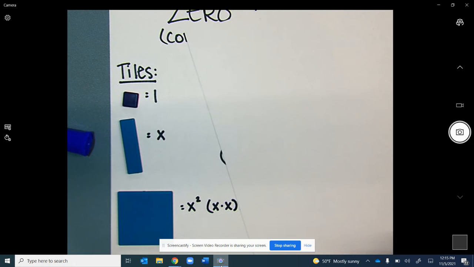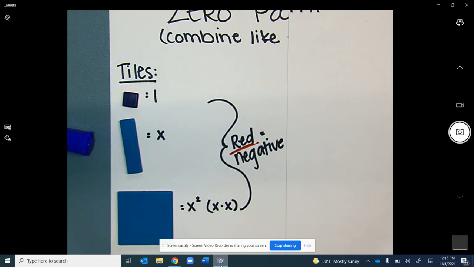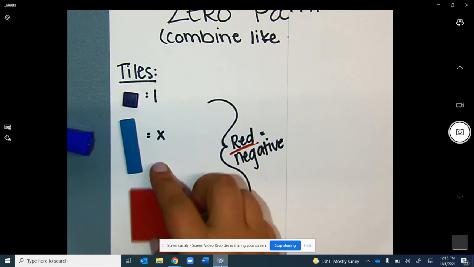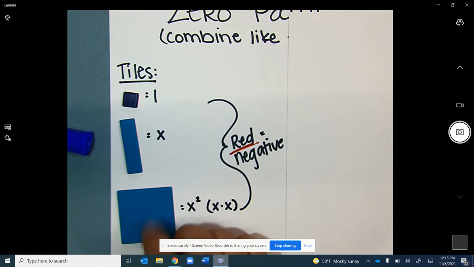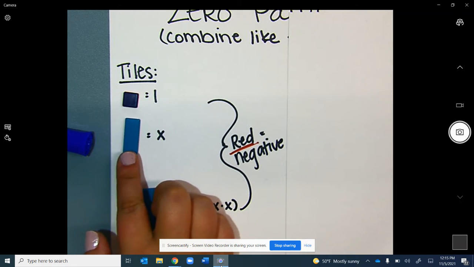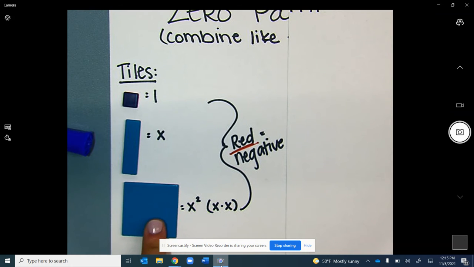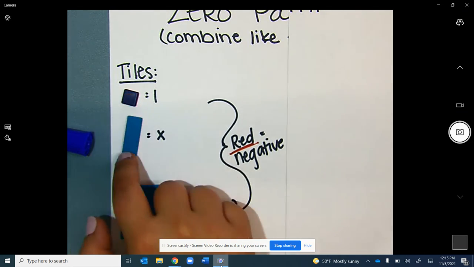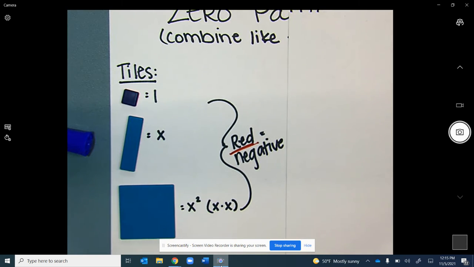This should totally be a review for you. And if they're red, meaning the other side, that means that they are negative. Okay, so that's just a really quick refresher. So if you see this, it means 1. If you see this, it means x. And this is an x squared. So when we're talking about combining like terms, these are the three different kinds of terms that we could have.